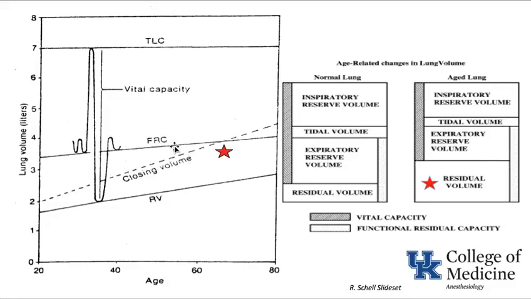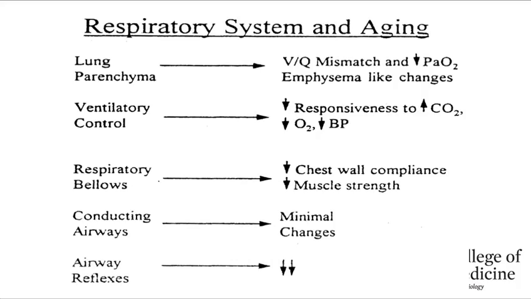So, in summary here, closing volume goes up, FRC may go up a little bit, but they are crossing at age 65, and there's an increase in residual volume. So there's changes in the lung itself, the ventilatory control, the bellows, the conducting airways, and the airway reflexes. In the lung itself, we said it becomes more compliant and less elastic. It doesn't want to collapse on itself.